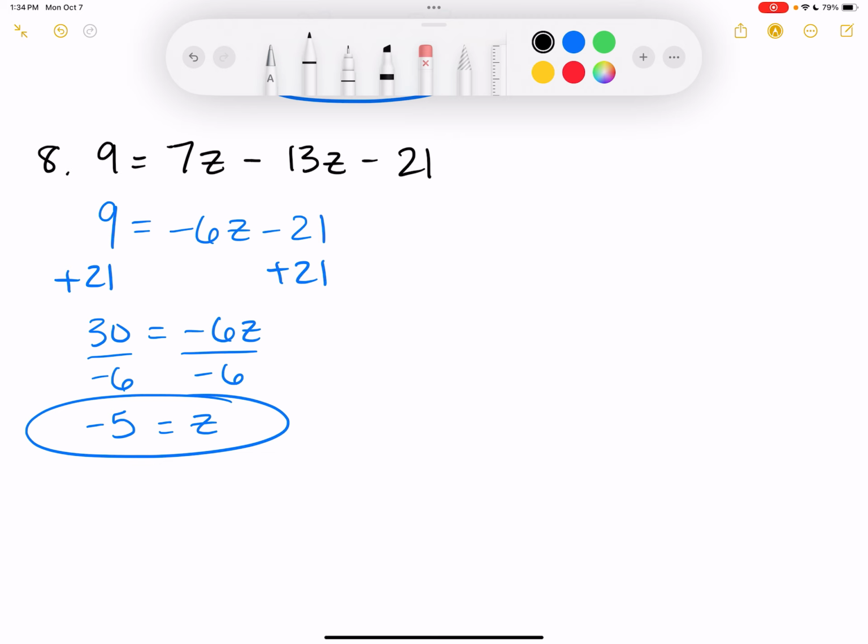All right, the next ones are using the distributive property. So we do the same thing, but we have to distribute first in these ones.